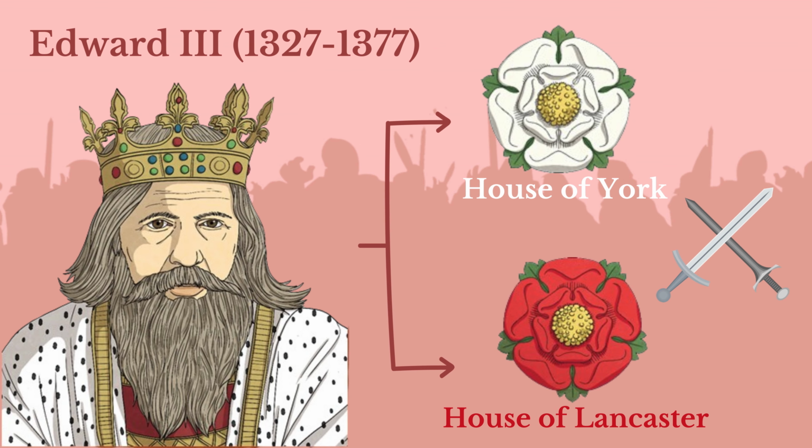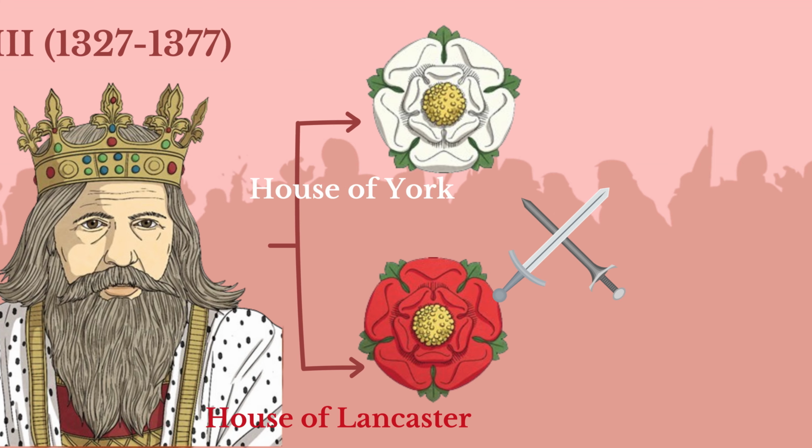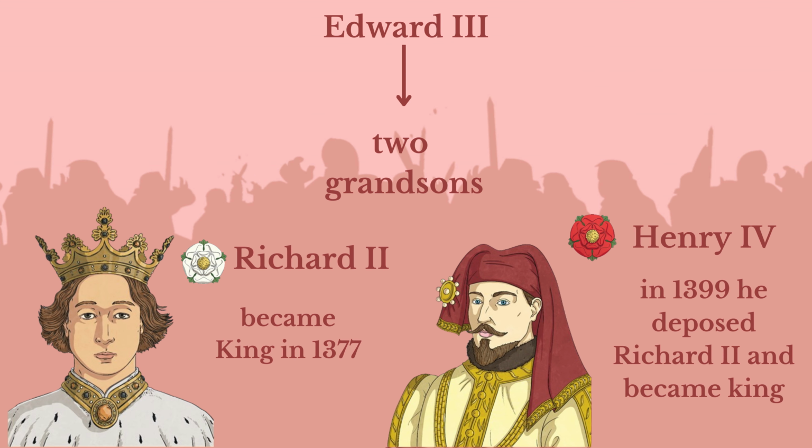Finally, the family split into the Yorks and the Lancasters, which would later lead to the Wars of the Roses. Edward III's son, Lionel, Duke of Clarence, founded the House of York, and the other son, John of Gaunt, founded the House of Lancaster. Despite the conflicts among the brothers, the sovereignty was entrusted to Edward III's grandson, Richard II, who became king in 1377.